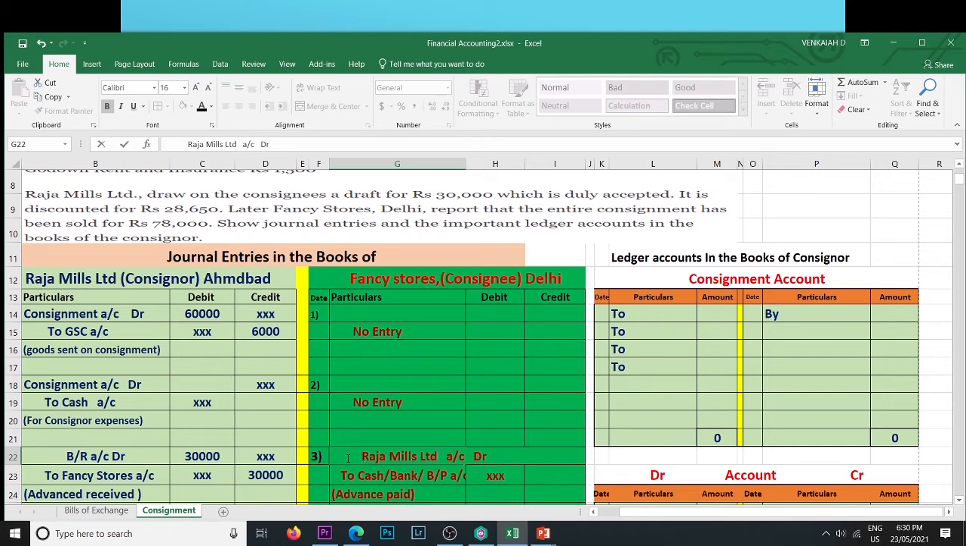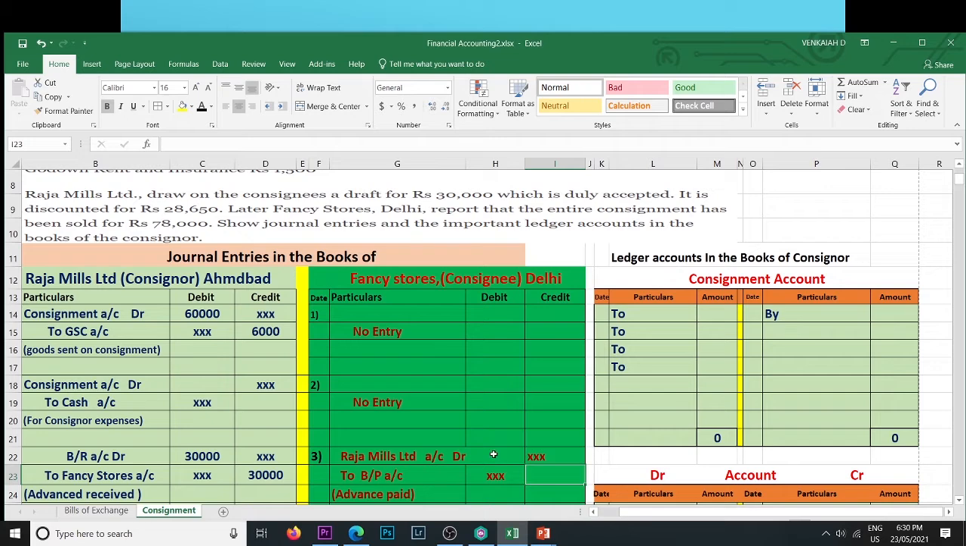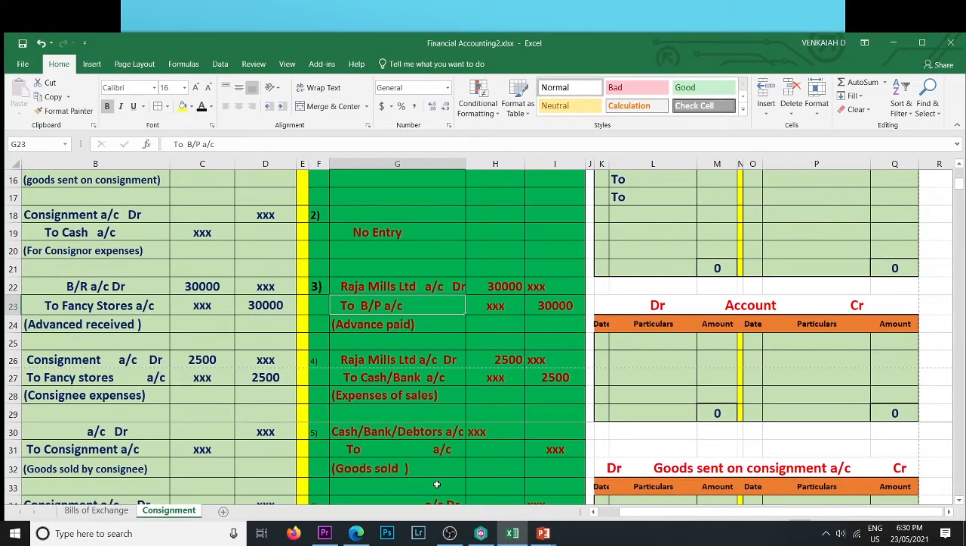So how will you remember these entries? Then you can easily understand this. So it is better to write down the entries as many times as possible. So advance paid 30,000. Right. It is discounted for 28,650. So we have to pass one more general entry for discounting the bill.